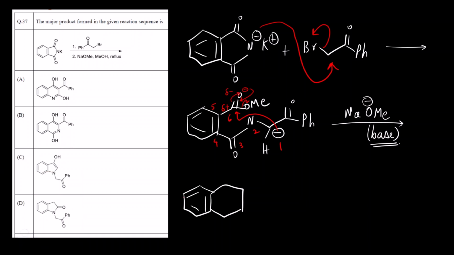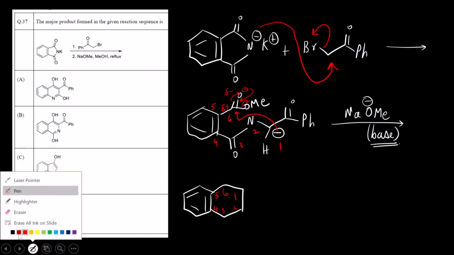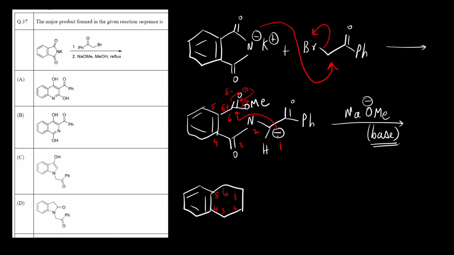Let me number: 5, 4, 3, 2, 1, 6. First carbon there is C double bond O Ph. Second carbon there is nitrogen, so I can write nitrogen here. Then third carbon there is C double bond O. Fourth, fifth, sixth carbon there will be C double bond O. Okay, so can you see the product? None of the options are similar to this.